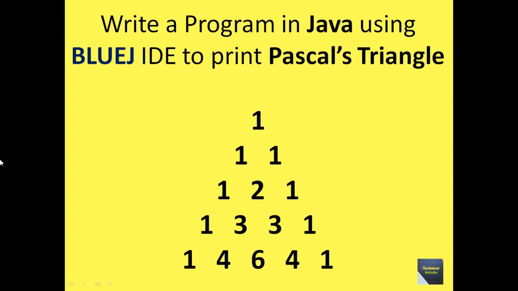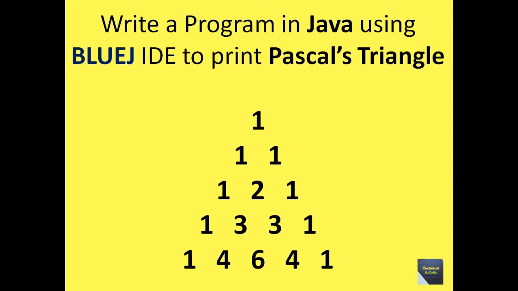The problem is: write a program in Java using BlueJ IDE to print Pascal's triangle. And what is the triangle? In the first row, a single 1; second row, 1 space 1; third row, 1 space 2 space 1; fourth row, 1, then space, then 3, then again space, then 3, then again space, then 1; and fifth row, 1 space 4 space 6 space 4 space 1.